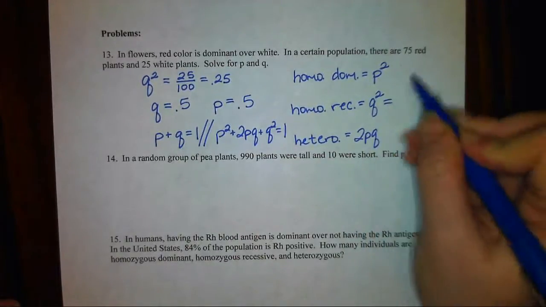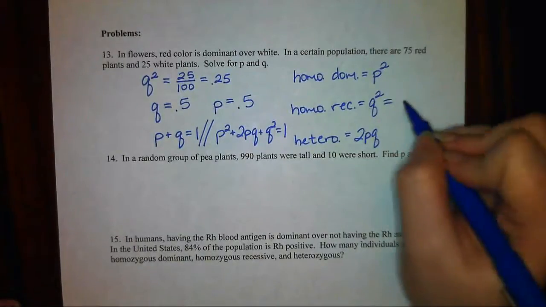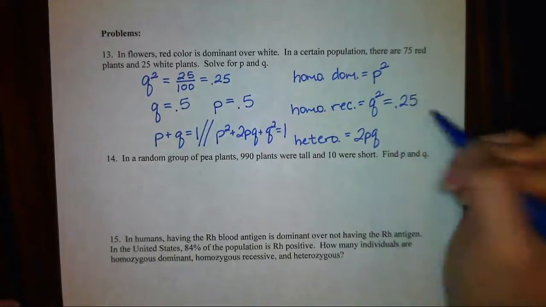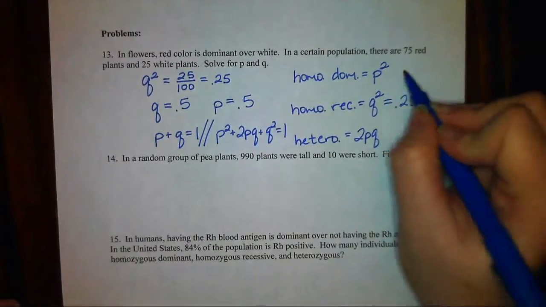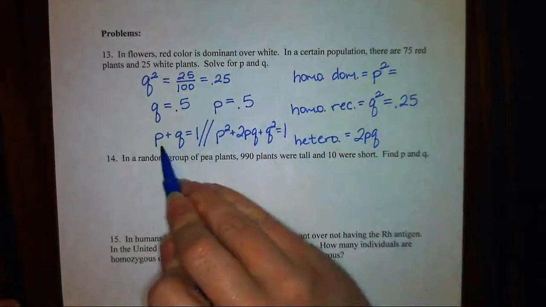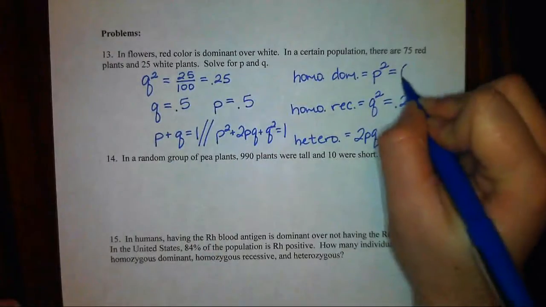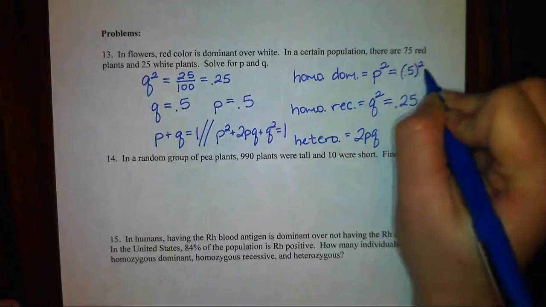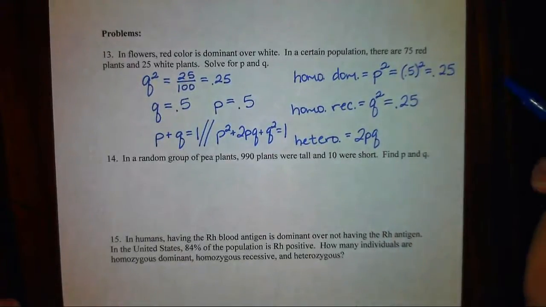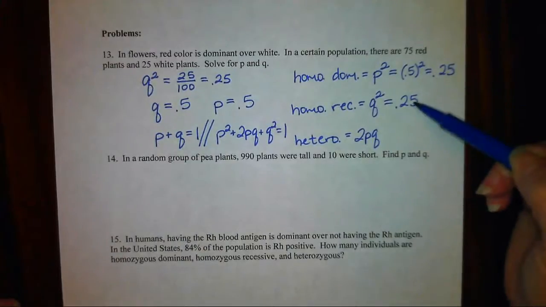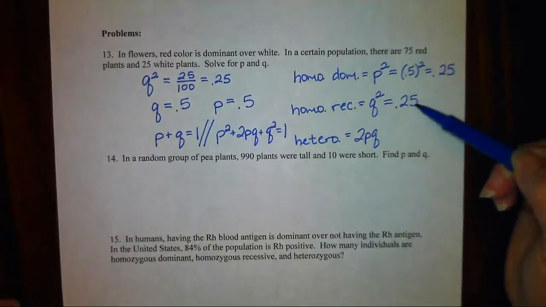Hopefully you see that the q squared is what they were giving us in the question with your 25 white plants. So that's going to be 0.25, or I could think of that as 25%. p squared, I need to take the p. The percentage of the alleles that were dominant, that was 0.5. 0.5 squared is also 0.25. So in this particular scenario, I have an equal amount of individuals that are homozygous dominant and homozygous recessive.